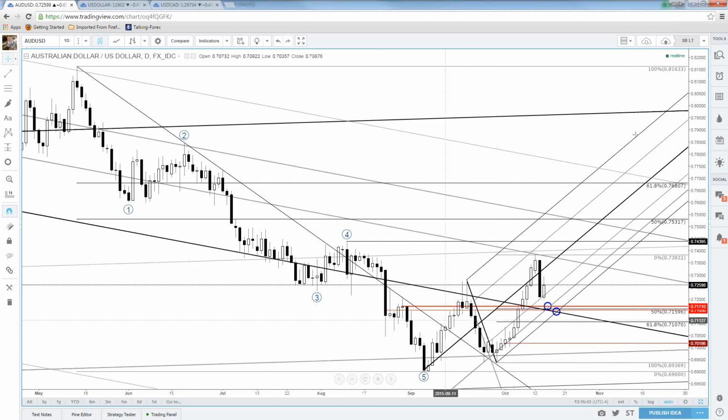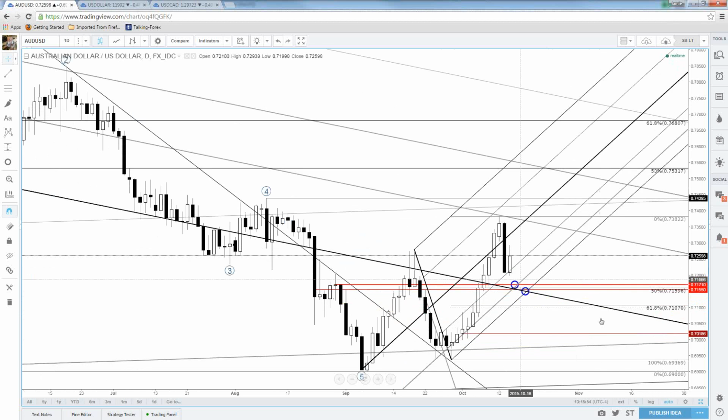And here we have pullback, okay, after the higher high and higher low. So looking for support within an uptrend. All right, and I think the best spot for it is going to be in the 71.50 region to 71.70 region, just because of all the stuff that's around there. Okay, so that's where we are with Aussie.